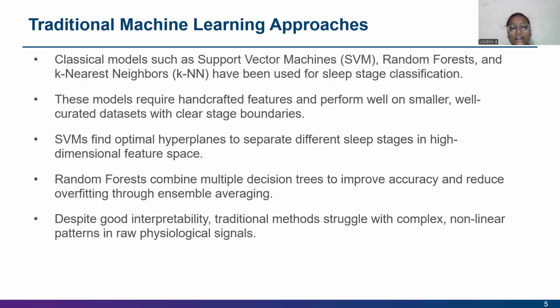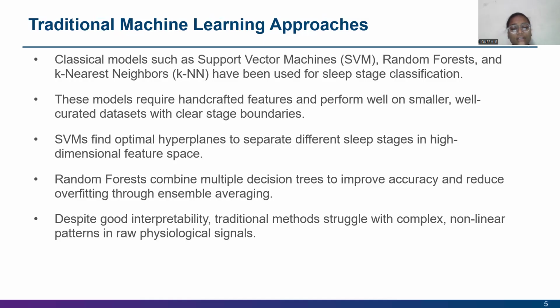The SVMs find optimal hyperplanes to separate different sleep stages in high-dimensional feature spaces, and the random forest combines multiple decision trees to improve accuracy and reduce overfitting through ensemble averaging.